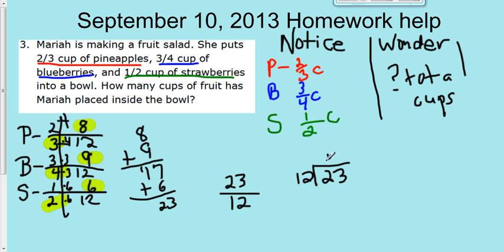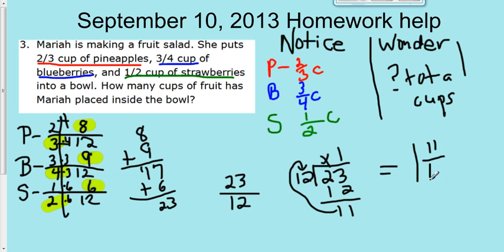12 can't go into the 2, so nothing should be above your 2. 12 goes into 23 one whole time. It's 12 left over. So we get an answer of 1, and then we have a remainder: 3 minus 2 is 1, 2 minus 2 is 1, remainder 11. So we're going to take our remainder and put it over what we're dividing by, because that's how many it took to make another group. So we have a 1 and 11 twelfths. Almost 2 whole groups.